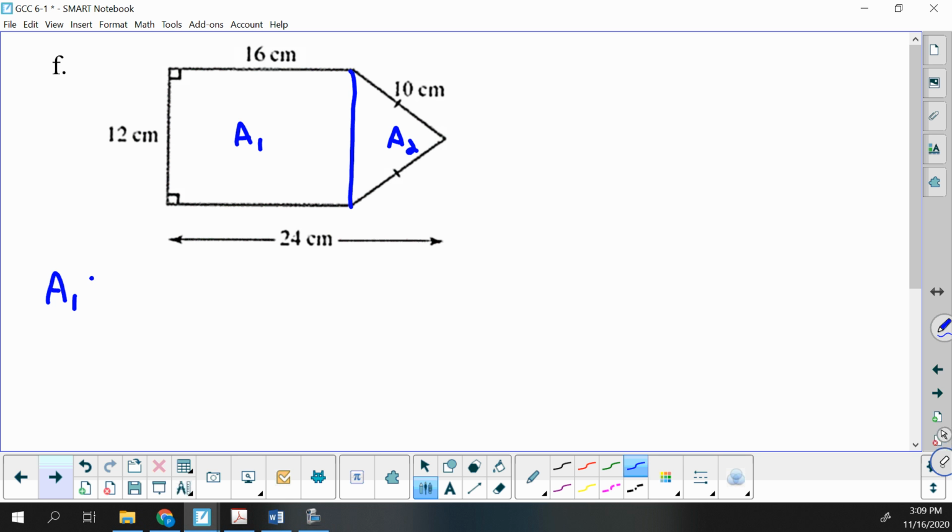Well, area 1 is just a rectangle. We can just do base times height, so we'll have 16 times 12, which when we punch it in will give us 192 centimeters squared. So that's the easier of the two.